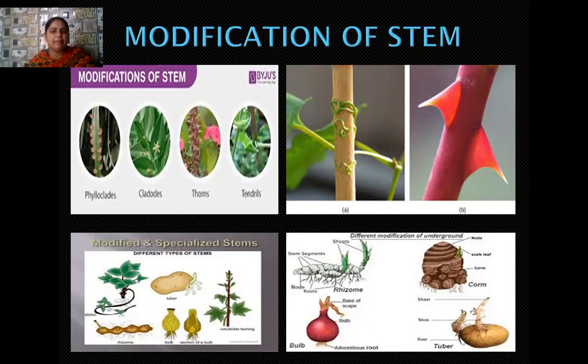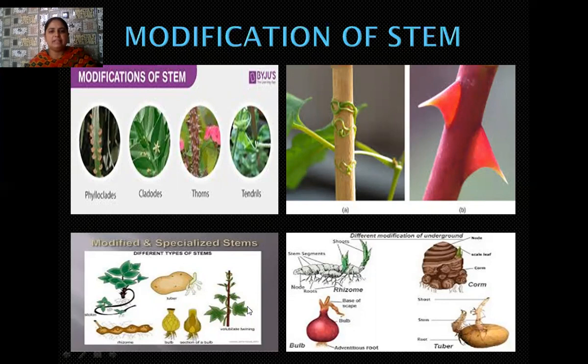Some stem tendrils are also visible to you. These stem tendrils are found in gourds such as cucumber, pumpkin, watermelon, etc. Here in the second picture, stem tendrils are there, and these stem tendrils perform the function of climbing. And here stems get modified into thorns, and these thorns protect the plant from browsing animals, and they also provide protection in many other ways.